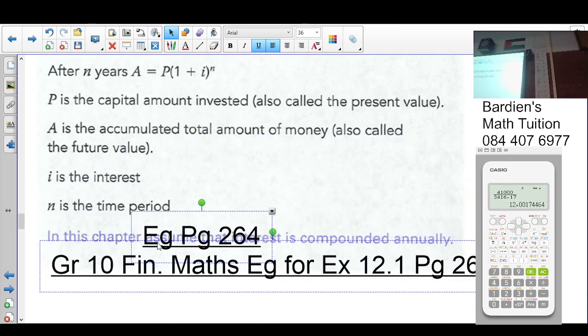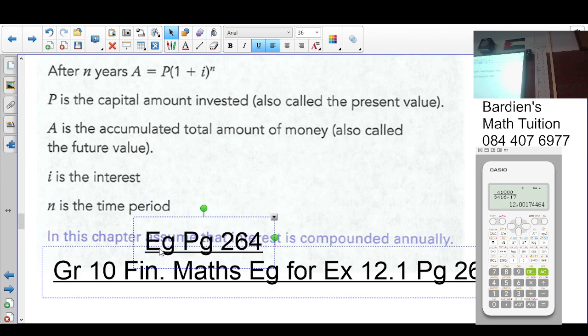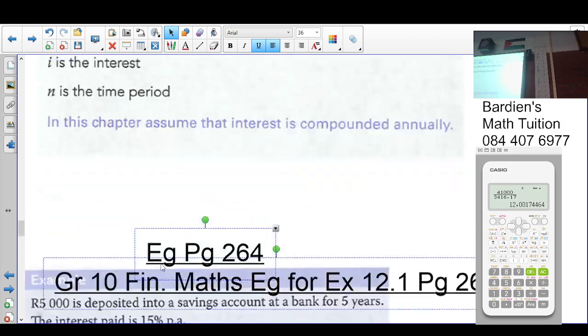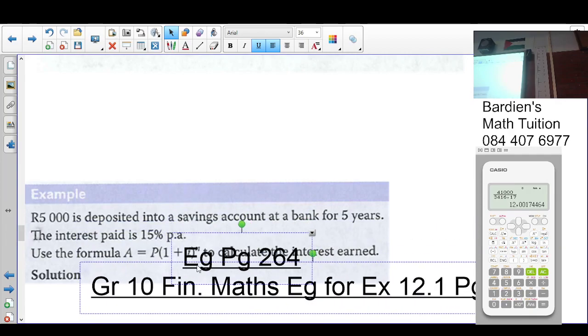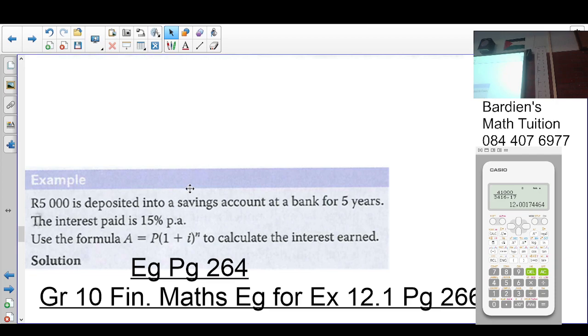Now we are told that P is the capital amount or the principal invested, also called the present value. A is the accumulated total amount of money, also called the future value. Then we are told I is the interest, n is the time period. In this chapter, assume that the interest is compounded annually. As I alluded, that will change in grade 11. But for now, we're just keeping it simple.